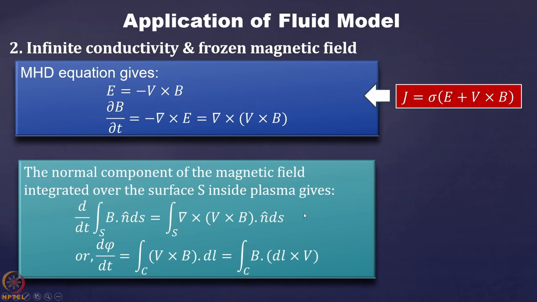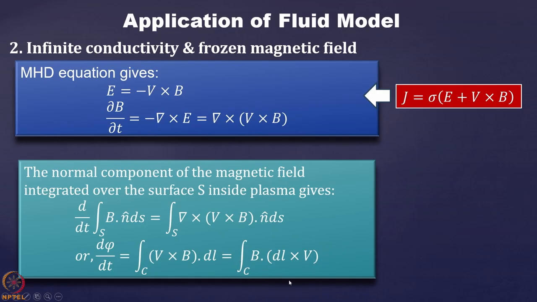Now we apply Stokes' law. So then what will happen? This surface integral gets reduced to a line integral, and you can write it as the integral of (V cross B) · dl. And if you use the vector identities, then you can write this as B · (dl cross V). So what we are getting now is dφ/dt equal to the integral of B · (dl cross V).